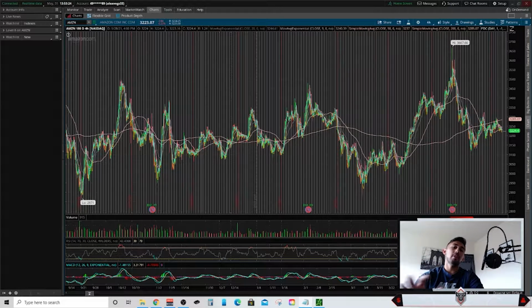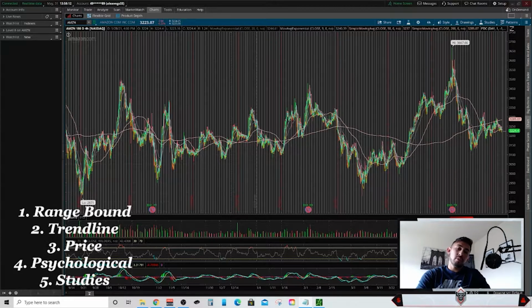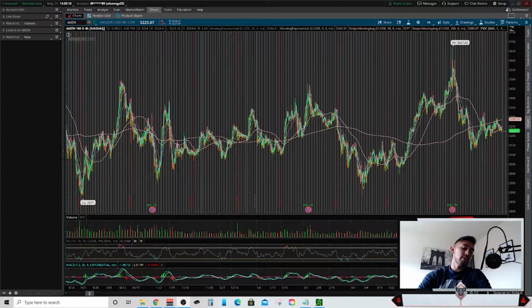So in my opinion, there are only 5 key types of support and resistance that you need to take into consideration when you're trading with technical analysis. The first one is range bound. The second one is a trend line. The third is the trading price, very similar to what I showed you in the last video. The fourth one is psychological resistance and support. And the fifth one is based off your studies, moving averages, these 50 and 200-day lines that you see here. These can be used for support and resistance. Let's quickly go over each of these and discuss them in further detail.